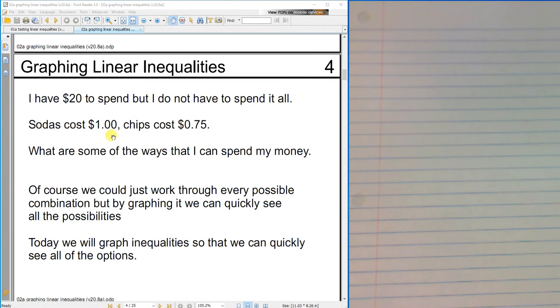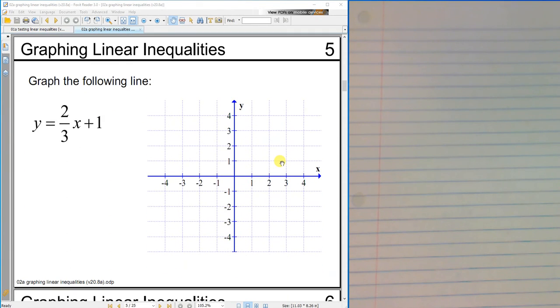Yeah, I can make a table. I could go like 1 soda, 1 chip, 2 sodas, 1 chip, 3 sodas, 3 chips, and sort it out. But a graph will be faster for us.